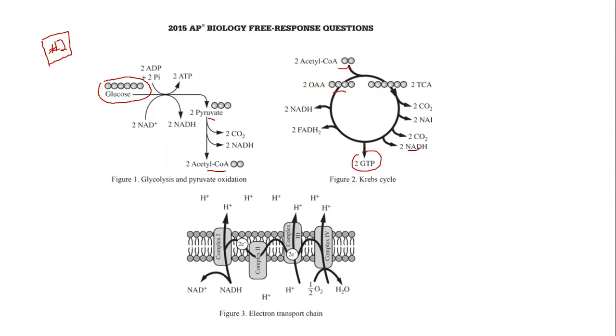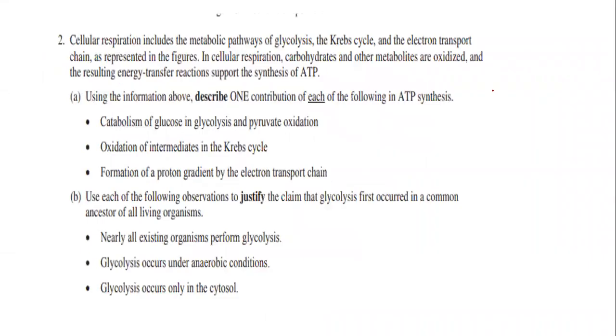Make some GTP, but the key thing is you make a lot of NADH and FADH2 later to be used on figure 3, which is on the electron transport chain. So that's significant to understand. Then it walks you through the process of respiration, and you have to explain each step. It talks about cell respiration including the metabolic pathways of glycolysis, the Krebs cycle, and the electron transport chain as represented in those figures.